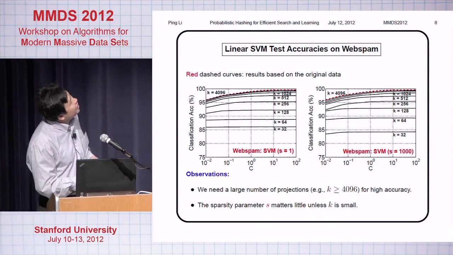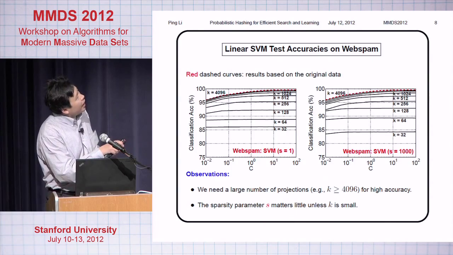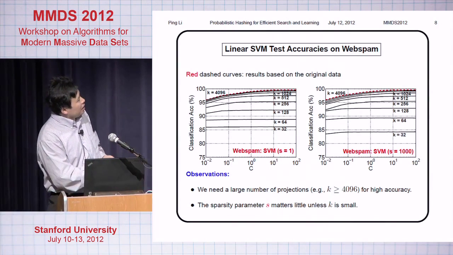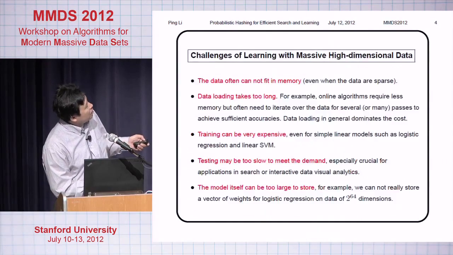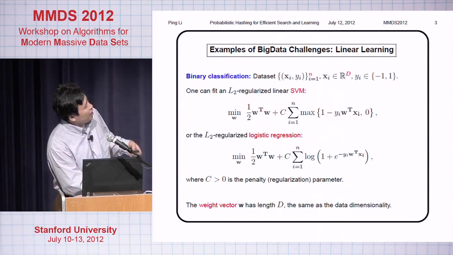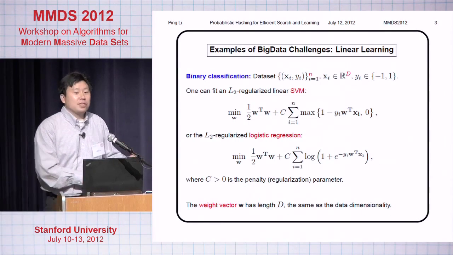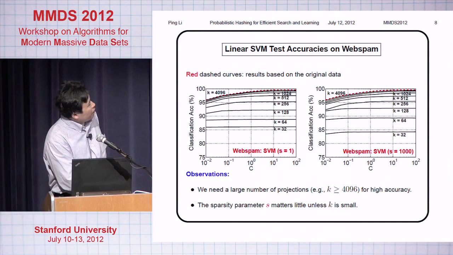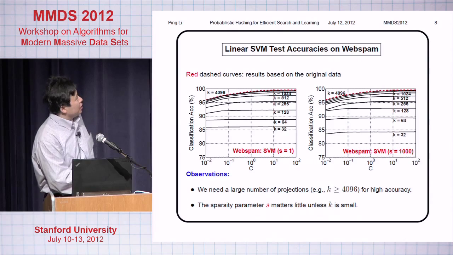So what do we see? This is the SVM test accuracy on the webspam data set. The C is the parameter in SVM and logistic regression. Remember the C parameter: SVM has one parameter, which is C. For varying C values, we get different accuracies.